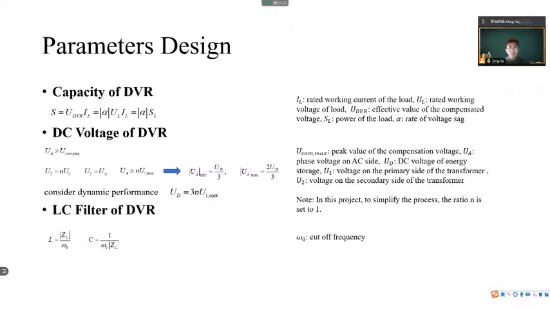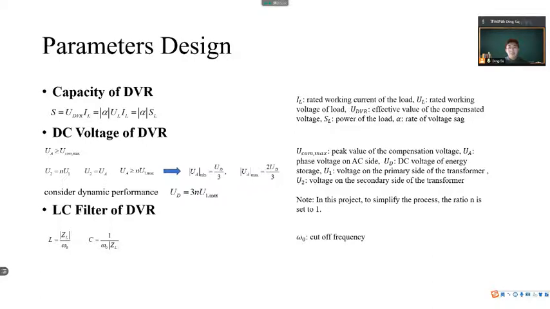The parameters of the main circuit have a great influence on the compensation performance. If these parameters are not appropriate, the compensation effect of the DVR will not be satisfactory. Therefore, we briefly introduce how the parameters of the main circuit are determined. The first part is the capacity of DVR.